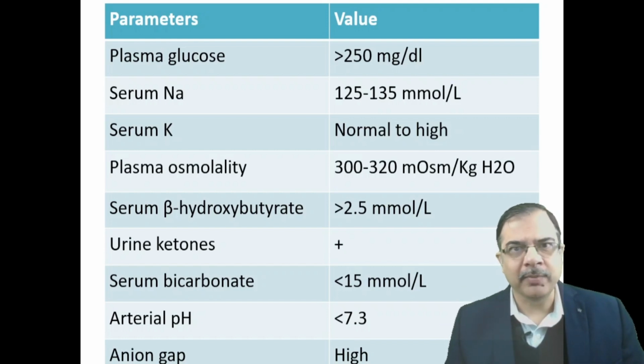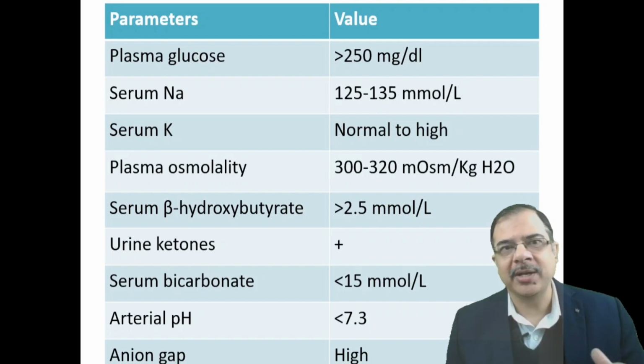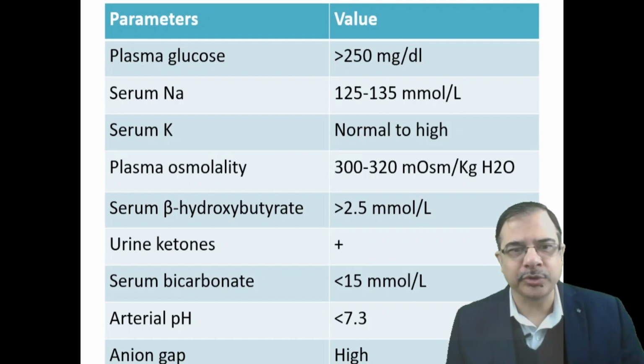Potassium can be normal in the blood, or it can be slightly on the higher side. This is a very important parameter to be assessed. We'll discuss this later on. Plasma osmolality will be 300 to 320. Beta hydroxybutyrate is the main ketone body present here, and it is more than 2.5 millimoles per liter. Remember, this is the essential criterion for diabetic ketoacidosis. Serum ketone should be positive.